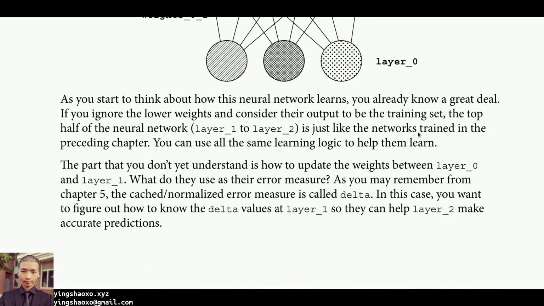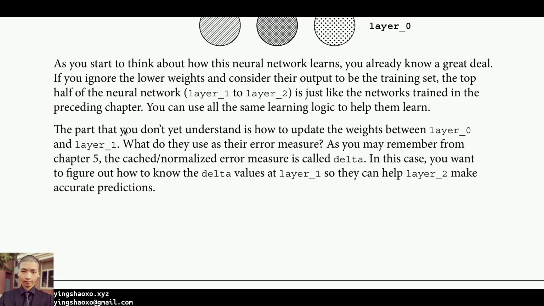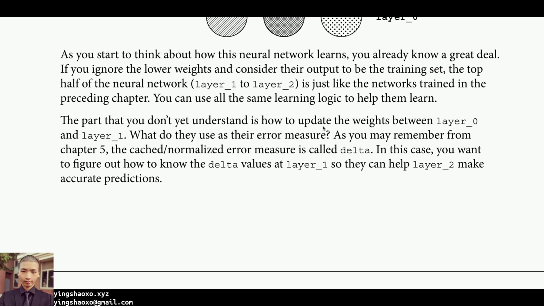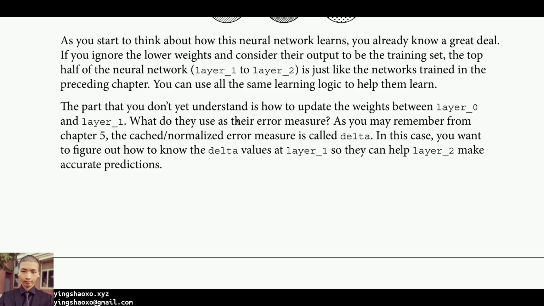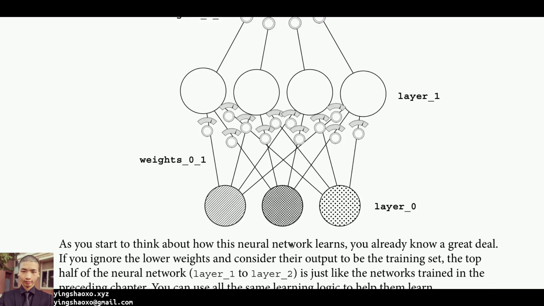It's just like the networks trained in the preceding chapter. You can use all the same learning logic to help them learn. The part that you don't yet understand is how to update the weights between layer 0 and layer 1. What do they use as their error measure? As you might remember from chapter 5, the normalized error measure is called delta. In this case, you want to figure out how to know the delta values at layer 1 so they can help layer 2 make accurate predictions.